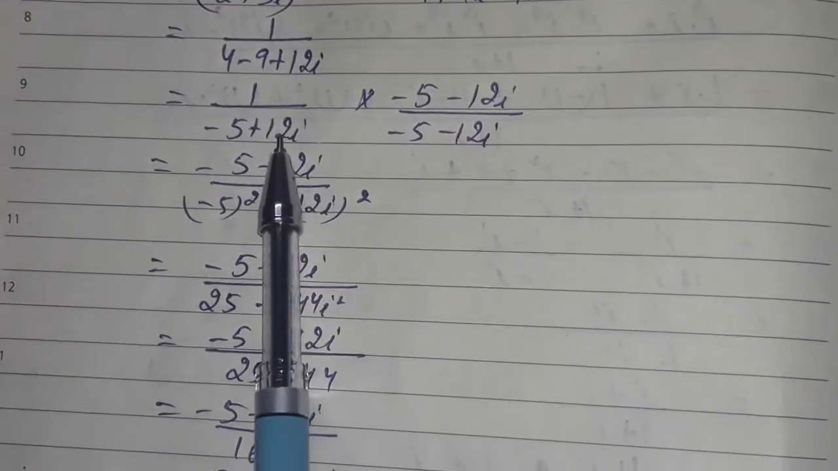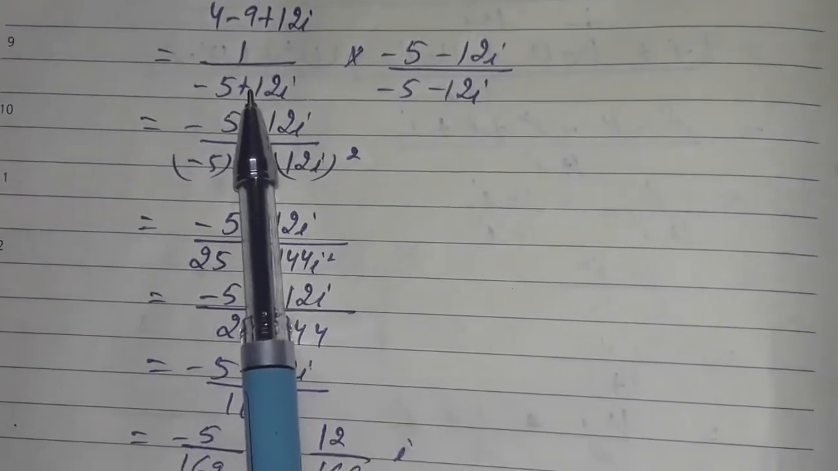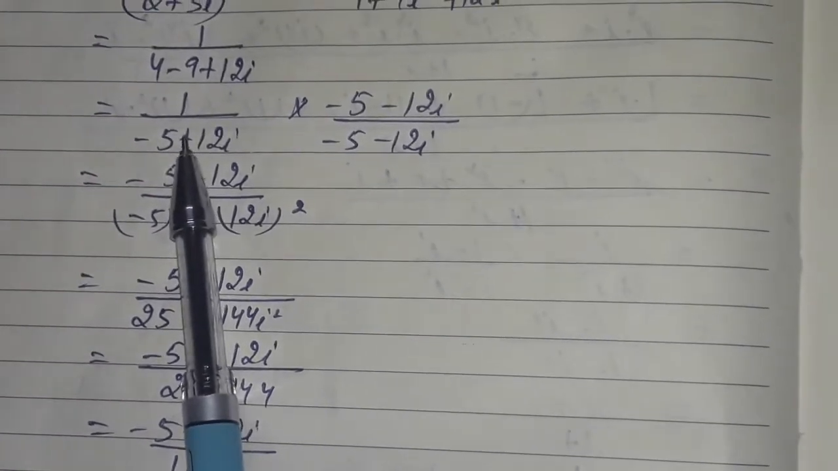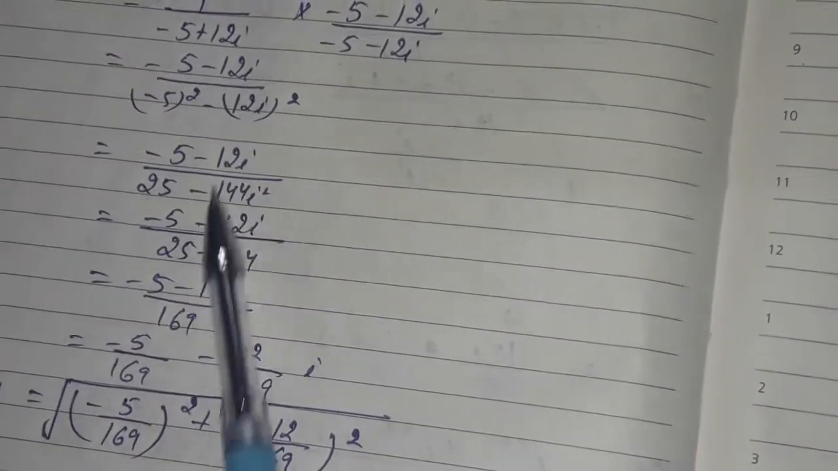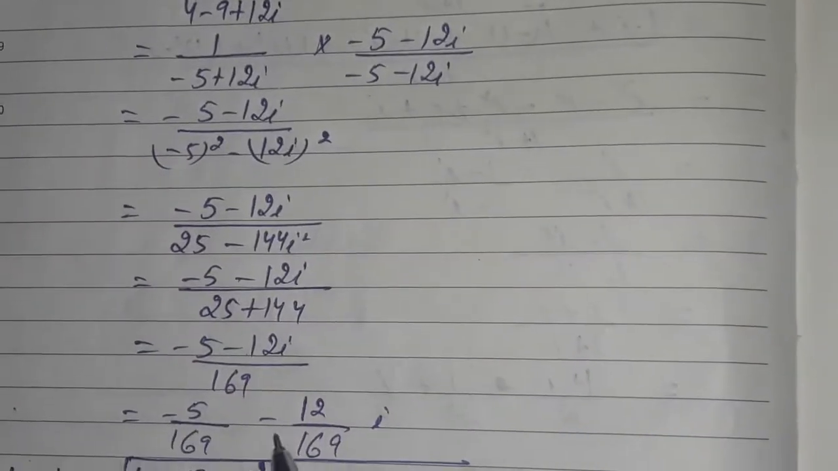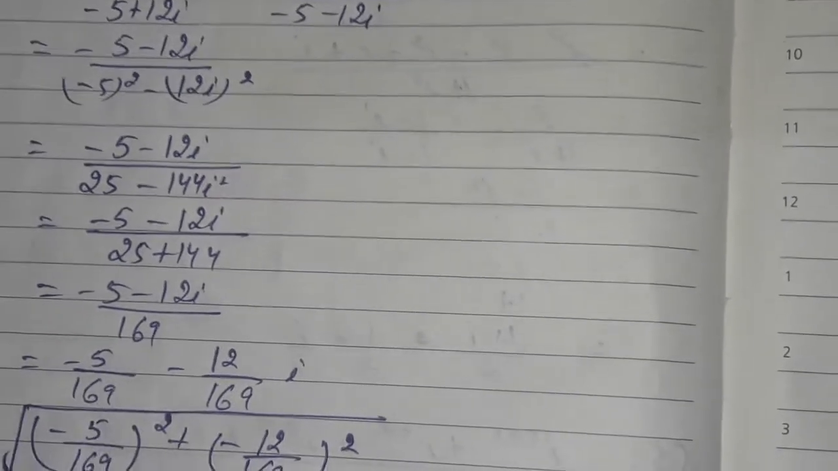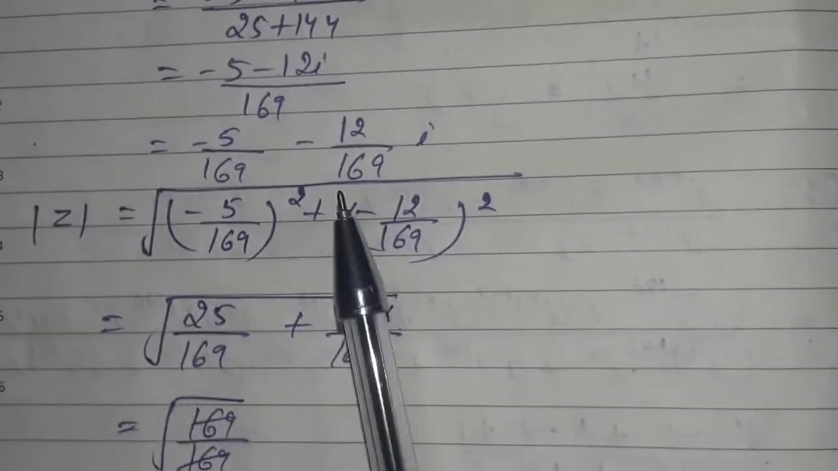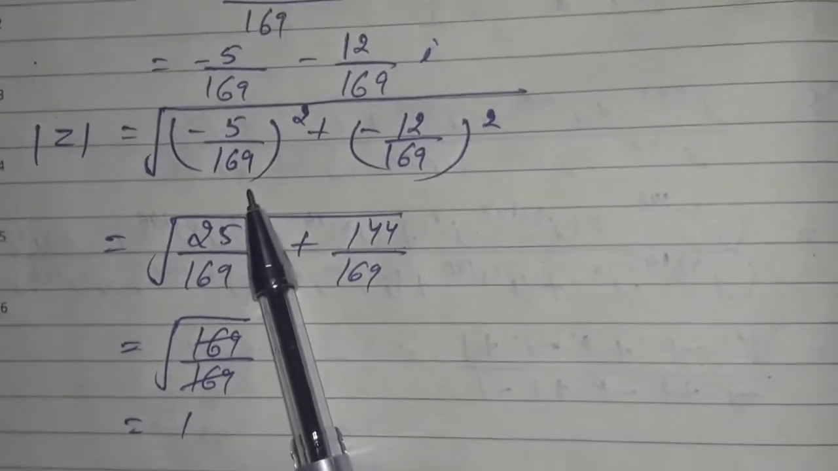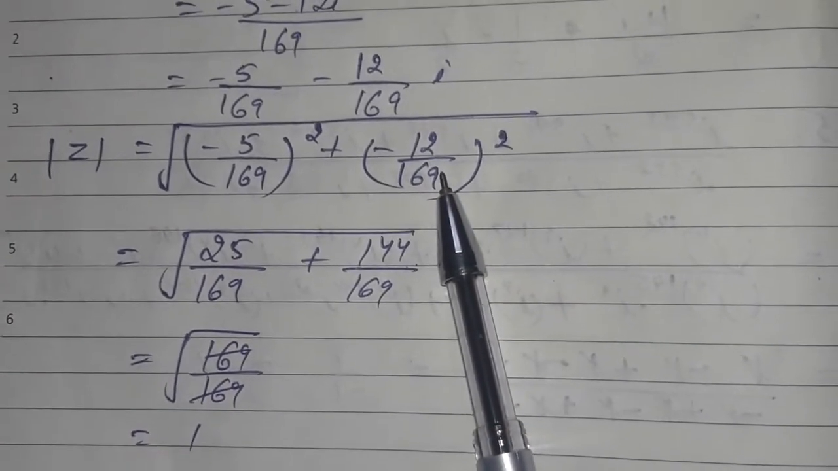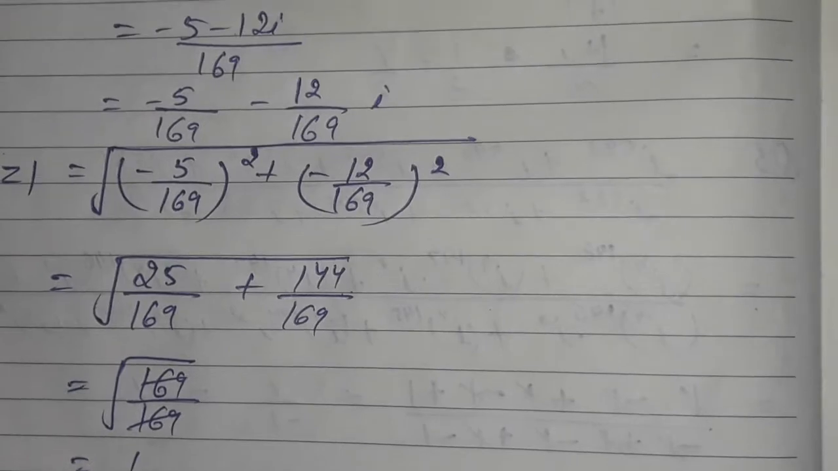In the conjugate we have to change the sign of the imaginary part. The real part remains as it is. So it becomes minus 5 minus 12 iota upon minus 5 minus 12 iota. Multiply and divide, we get minus 5 upon 169 minus 12 upon 169 iota. Mod of z is given by the square root of the sum of the squares of the real part and the imaginary part. Real part is minus 5 upon 169 whole square, and it is minus 12 upon 169 whole square. On solving we get the value as 1.